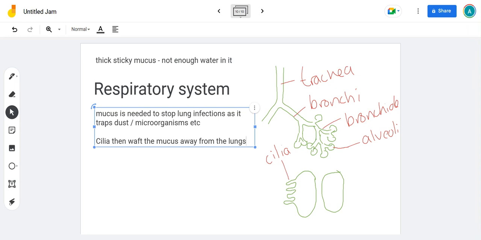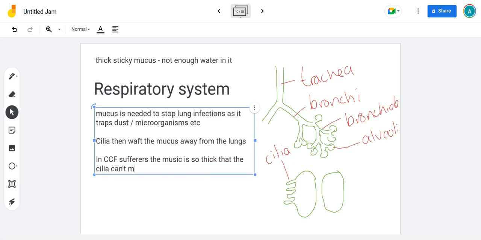Now, what happens when the mucus becomes too thick and sticky is that the cilia can't move the mucus out. So, in cystic fibrosis sufferers, the mucus is so thick that the cilia can't move the mucus out of the lungs. So, there is an increased risk of infection, first of all.